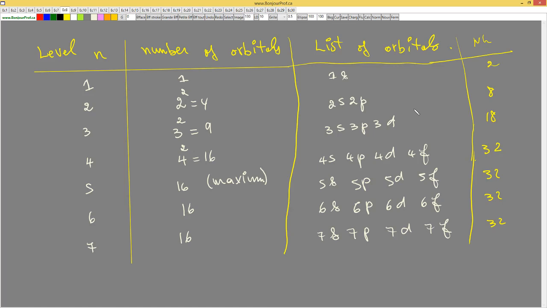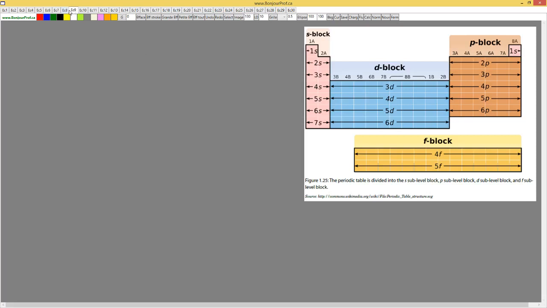Fill in energy level diagrams. So I'm going to go here. This is the periodic table. This is the block S. All the ones that are here, alkali and alkaline earth metals, all are in block S. These are in block D. These are in block P. These are in block F. This is the periodic table.